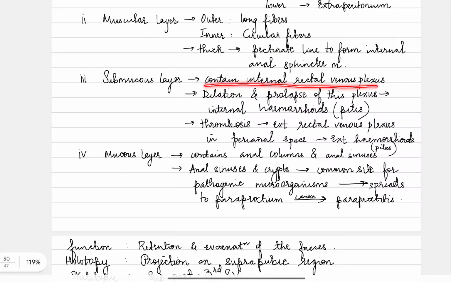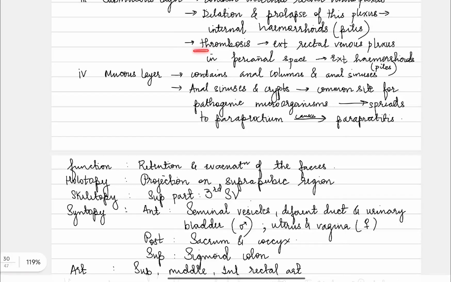Submucous layer contains internal rectal venous plexus; dilation and prolapse of this plexus cause internal hemorrhoids. Thrombosis is of the external rectal venous plexus in the perineal space. External hemorrhoids are like piles.